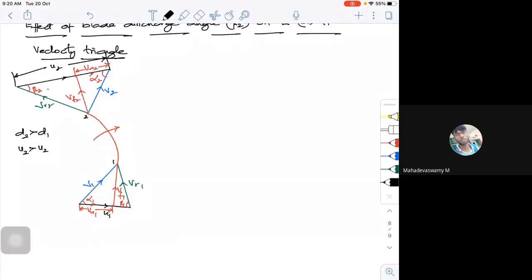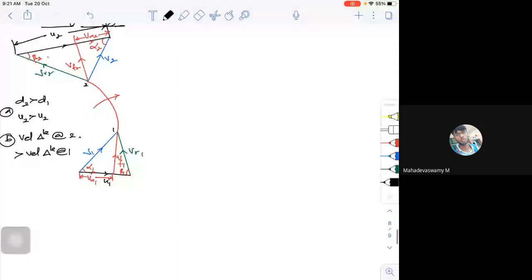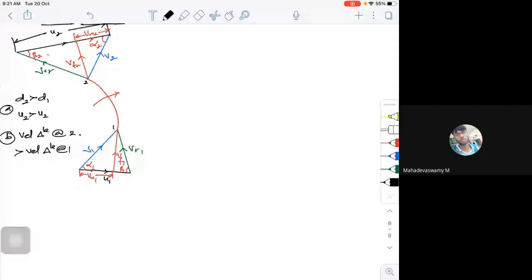And one more thing, if you closely observe, the velocity triangle at 2 is greater than the velocity triangle at 1 because of the energy levels. These 2 points you have to consider for a radial flow machine or any kind of machine. So inlet and exit. Suppose I have a condition where your VW1 is 0. So you have a pre-whirl condition, that is, pre-whirling is there. That means there is a VW1 component.